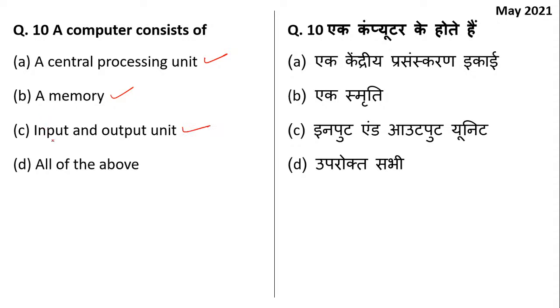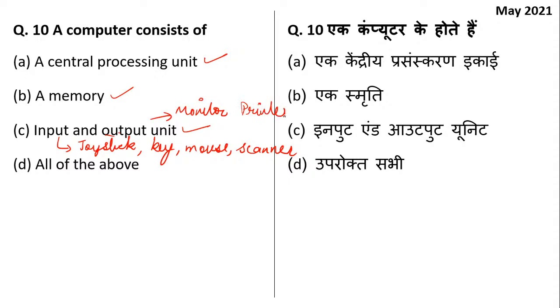Input devices are your joystick, then your keyboard, your mouse. All these are your input devices. And your output device, you have numerous output devices. You have monitor, printer, okay, these are.